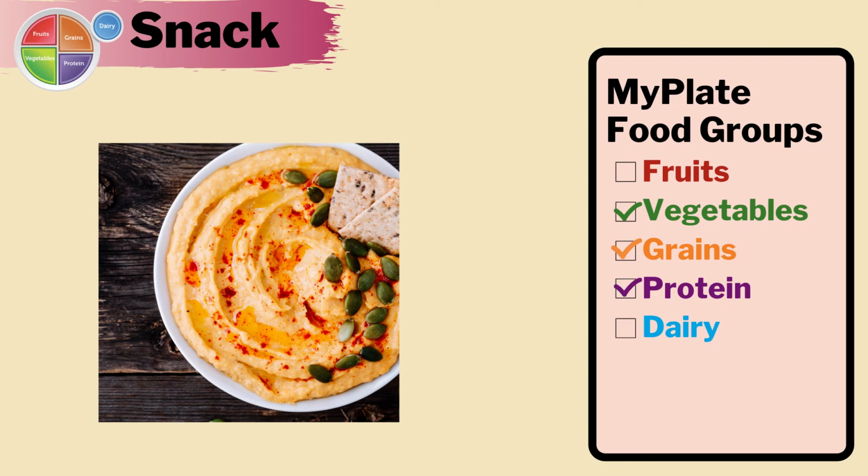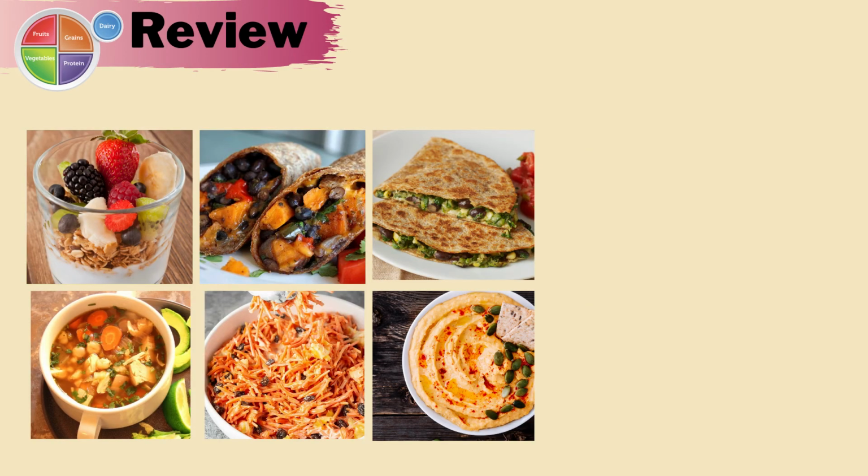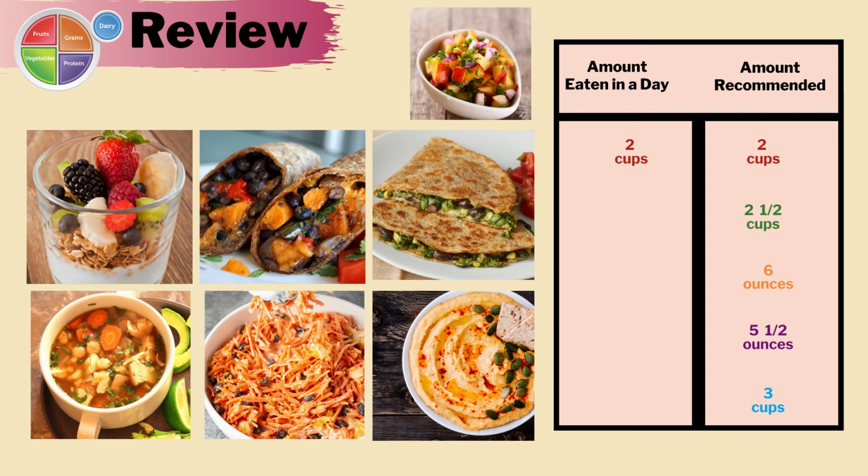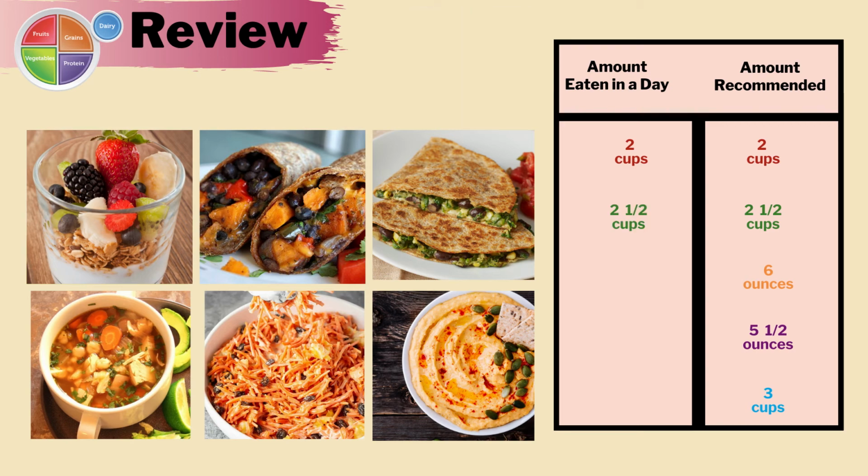Now it's time to double check the meals to see if all of the MyPlate food groups and recommended amounts were met. In total, this new meal plan gave me 2 cups of fruit when I added a side of fruit with my quesadilla. I added a fruit salsa. What did you add? I also got the recommended 2.5 cups of vegetables, 6 ounces of grain, 5.5 ounces of protein, and 3 cups of dairy.